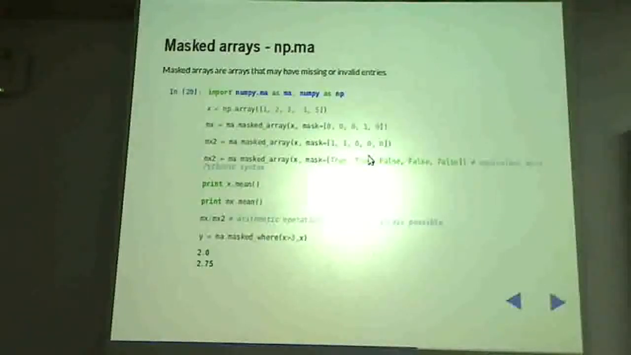You could also do it this way. In fact, this is the more Pythonic and the more correct way of doing it in Python. This is equivalent: mx2 is this thing where you specify the mask as True, True, False, False, False, rather than putting zeros and ones. See, we could have done this as well. Now if you do print x.mean(), that will simply take the mean of these numbers.